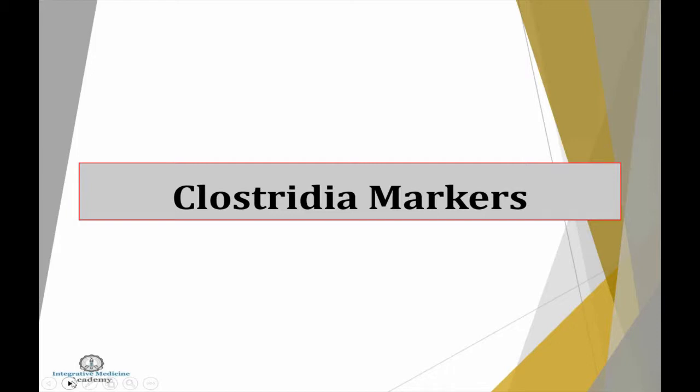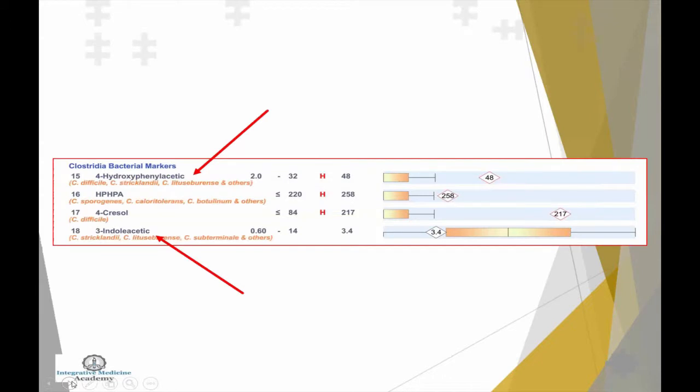What about the Clostridium markers? Well, in previous lectures, I've gone over extensively information about markers 16 and 17, HPHPA and 4-cresol. Not much gets said about number 15, 4-hydroxyphenylacetic acid, and even less gets mentioned about the other marker, 3-indoleacetic acid. The main reason is these really aren't seen all that commonly. Particularly the 3-indoleacetic acid, I don't see very often at all. The vast majority of times when I see elevated Clostridium markers on the OAT, it's either 16 or 17.